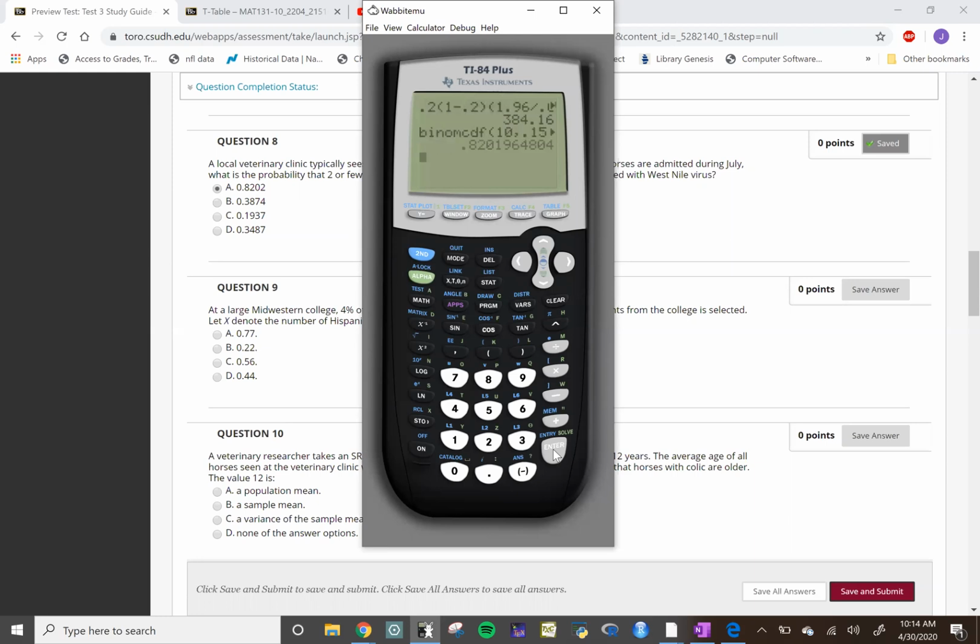We'll press enter. And if you look at it, you get exactly the same answer that we got for ClassCalc, which is 0.82019, but the 9 pretty much will round up the 1 to a 2. And that's it for A. Well, sorry, 8. But the answer should be A. Any question in regard to number 8?